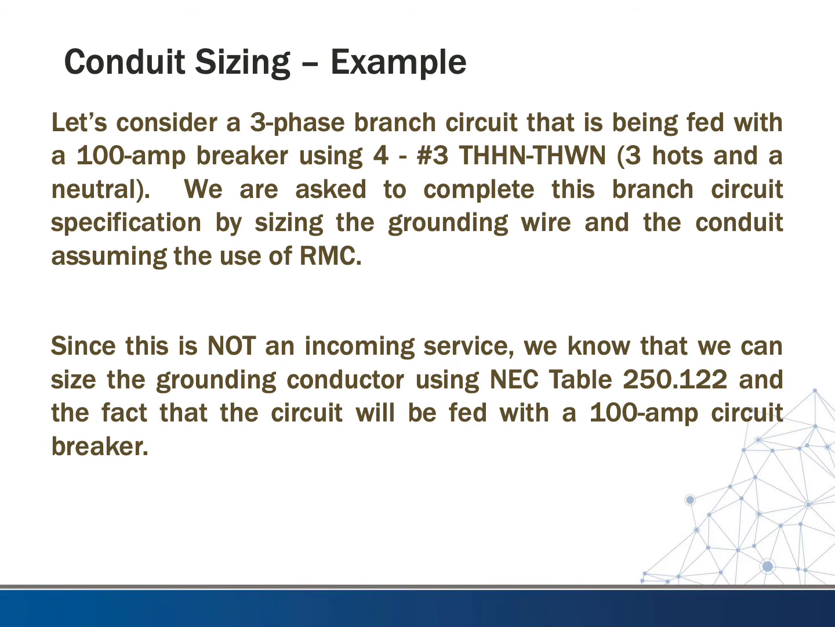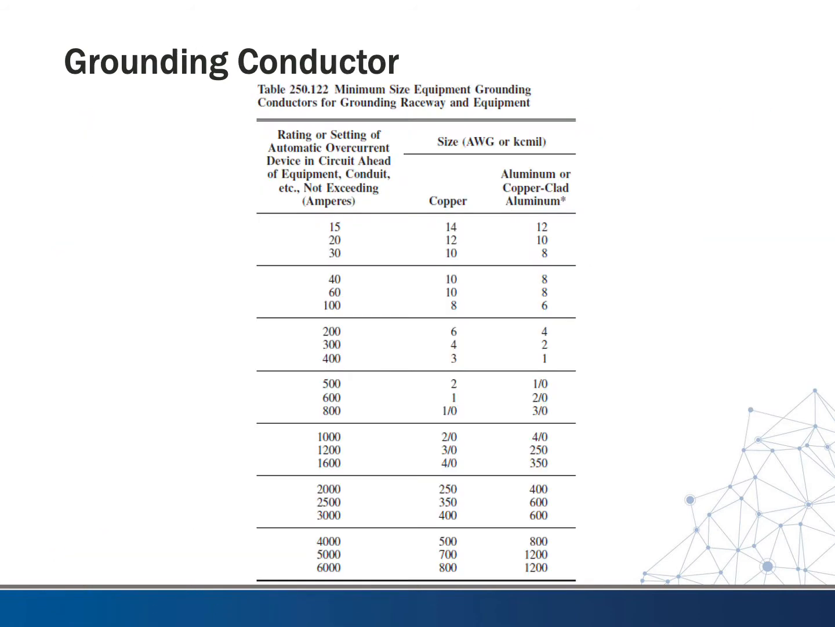So since this is not an incoming service, we know that we can size the grounding conductor using table 250.122 from the code, from the NEC, and the fact that the circuit can be fed with a 100-amp circuit breaker. So that's all the information we need to size the ground. So let's look that value up now. So here's our table 250.122.